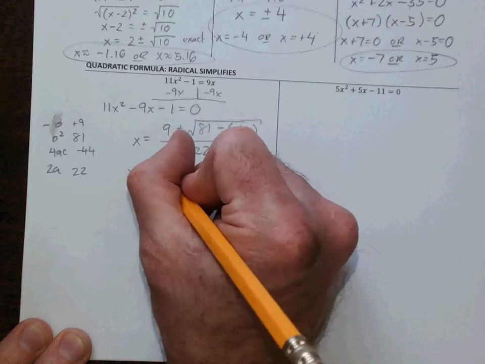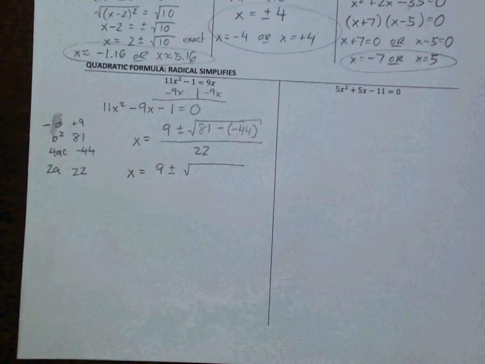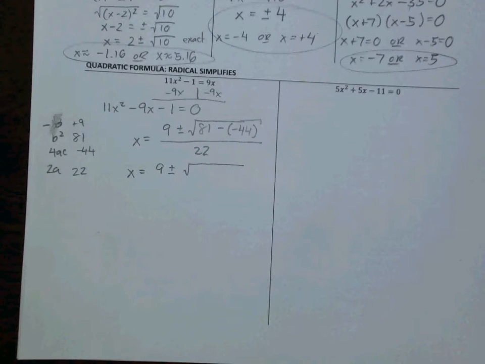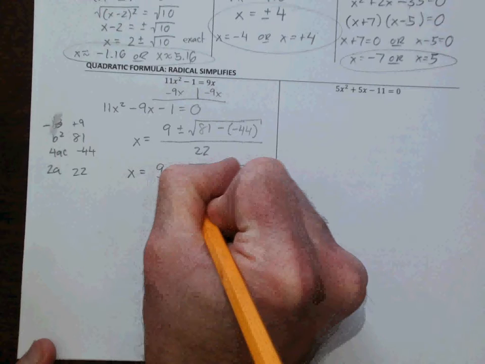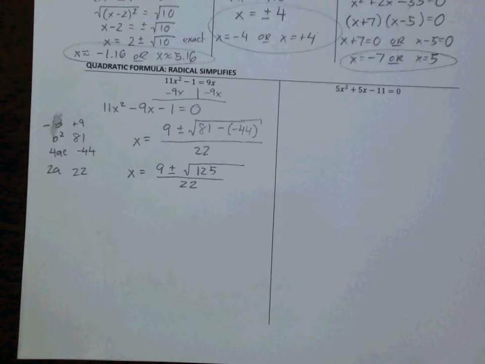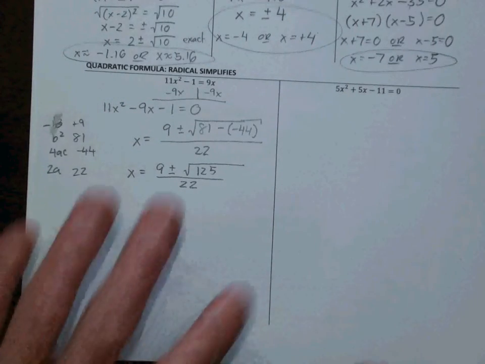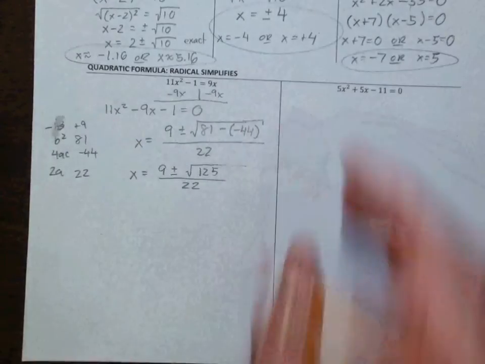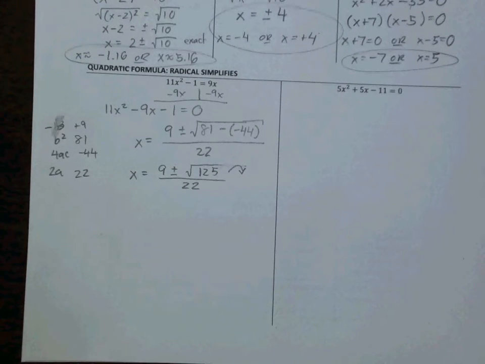Cleaning that up a little bit, x is equal to 9 plus or minus the square root of 81 plus 44, which is 125, all over 22. So this is the case where, the last time, we had it where the square root did not simplify at all. But 125, there is a perfect square other than 1 that goes into it. 125 is 25 times 5.